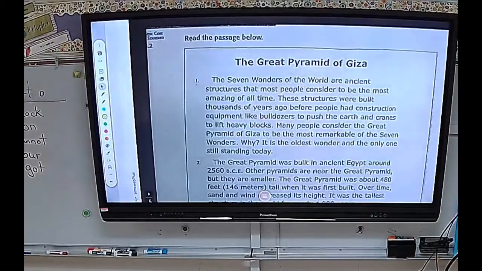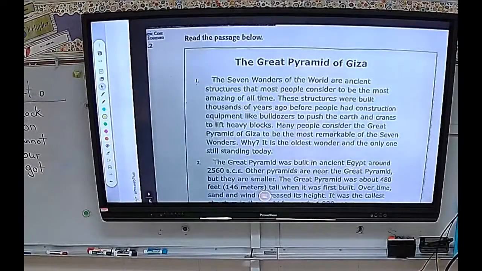All right, Andrew, you do paragraph 3 for me. In ancient Egypt, the kings and queens were buried in pyramids, which were enormous tombs. People thought their rulers could take their belongings with them into the afterlife. So they filled their kings and queens' pyramids with everything they could possibly ever need.